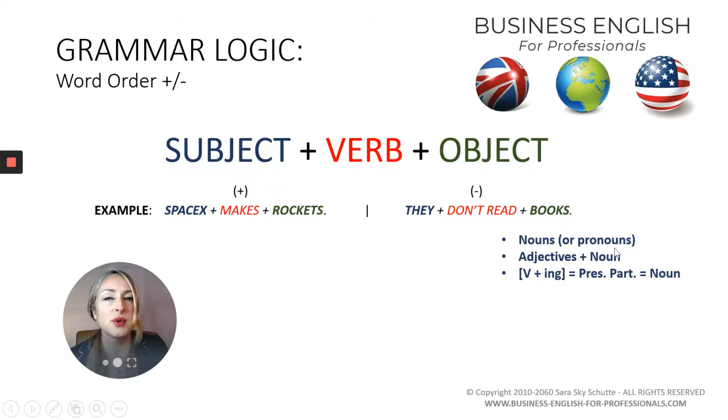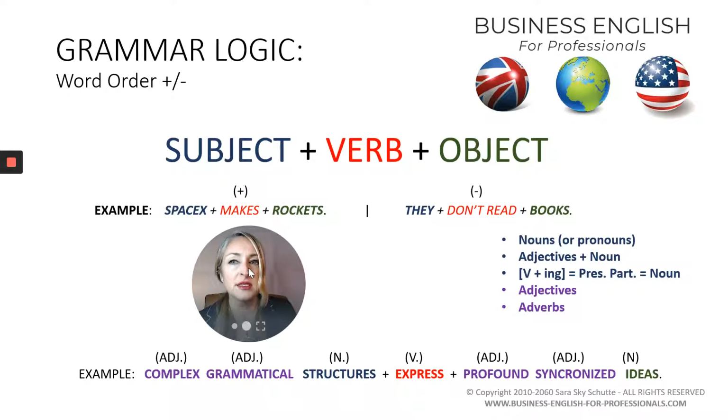So the subjects can be nouns or pronouns, same as the objects. They can be adjectives plus nouns or adverbs plus adjectives plus nouns. The verb plus ing, which is the present participle, functions as a noun. Okay. Running is my favorite sport. We can also have adjectives and adverbs mixed in there. And let's look at this one really fast. This is with adjectives. So we've got complex grammatical structures, subject, and then verb, express, object, profound synchronized ideas. Okay, so here ideas is your object, structures is your subject. So structures express ideas. Okay, so that's your main sentence.